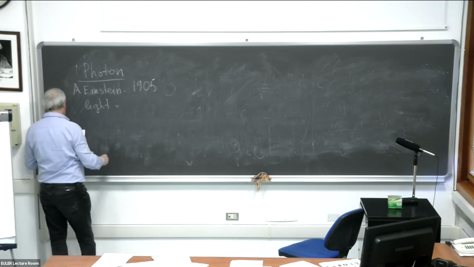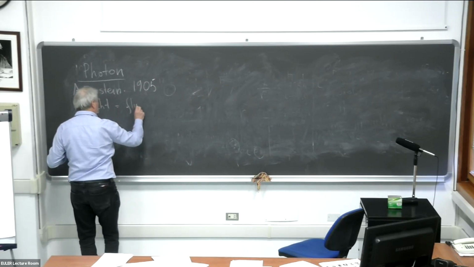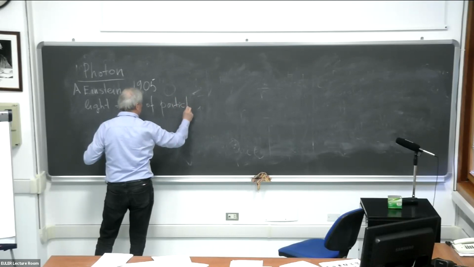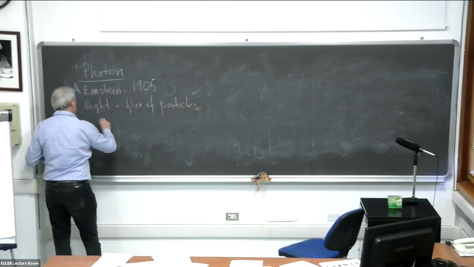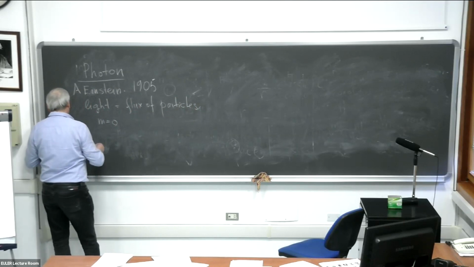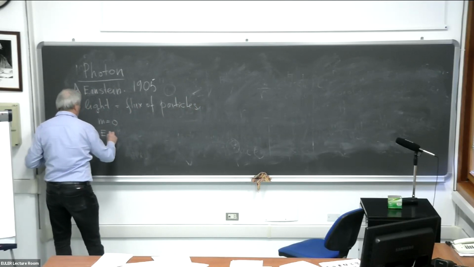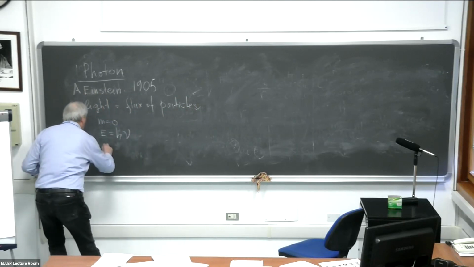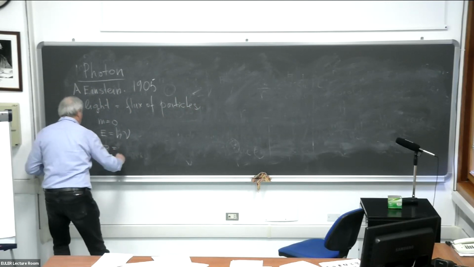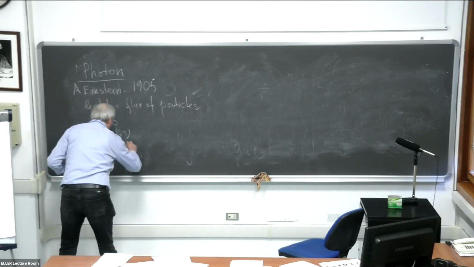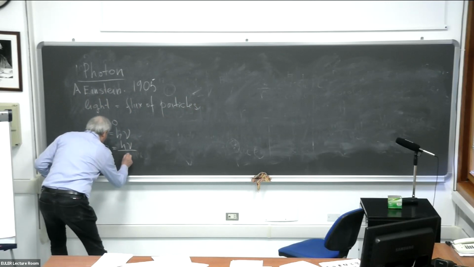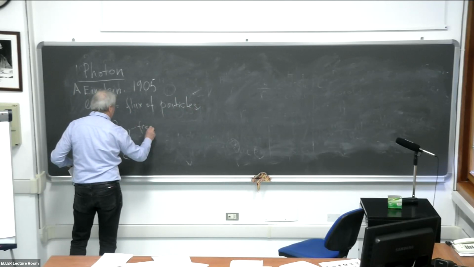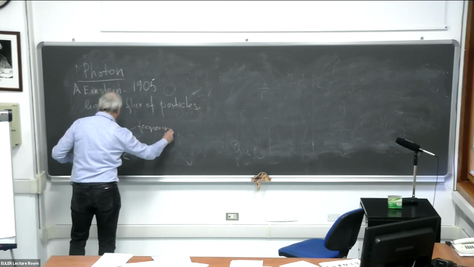is a flux of particles with mass 0, with energy given by Planck constant times the frequency, and with momentum, which is given by Planck constant times frequency divided by the velocity of light. So this is the frequency of the light.